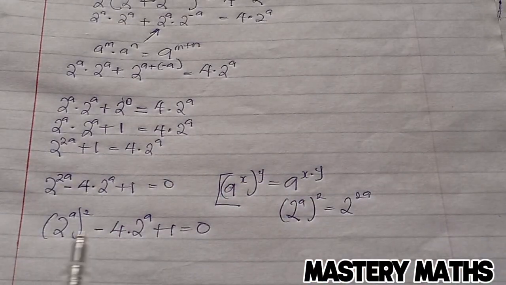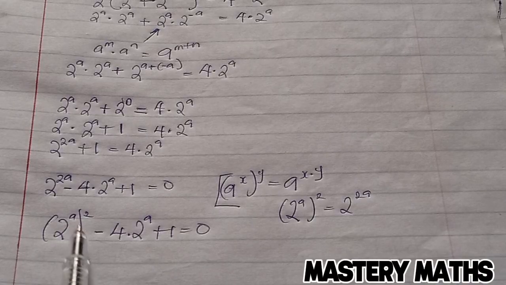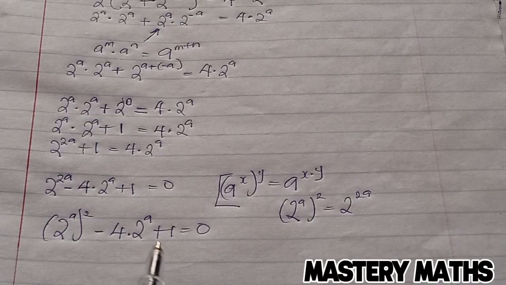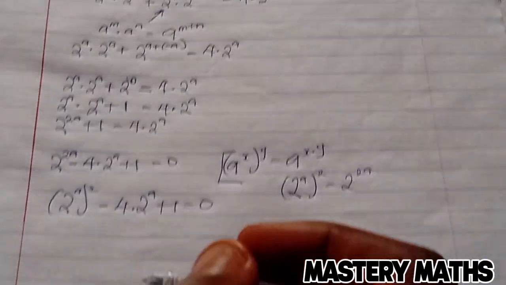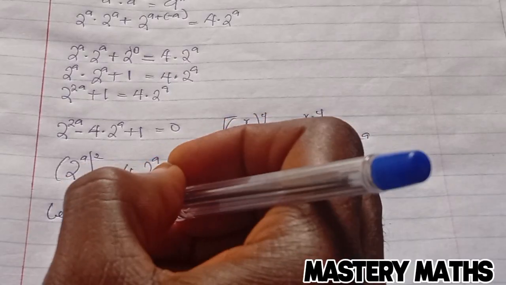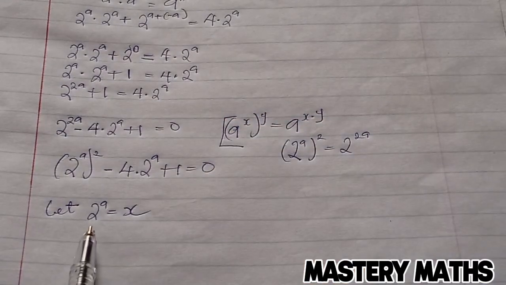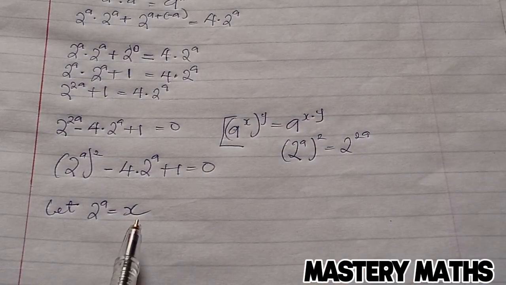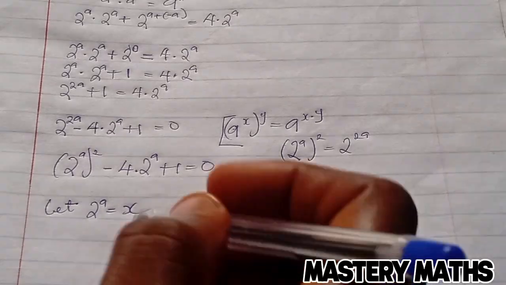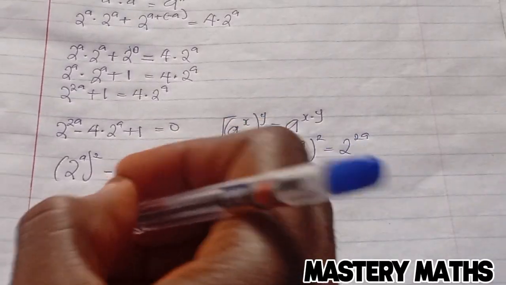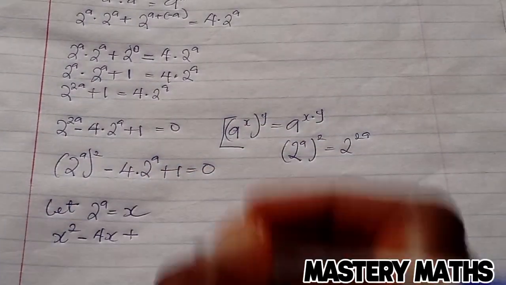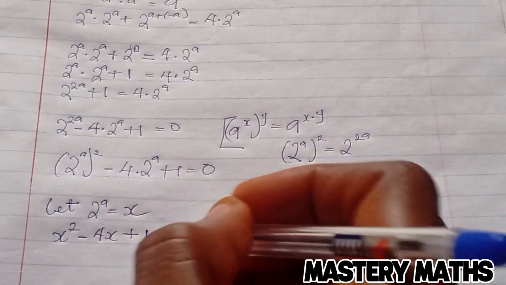And if you watch now, they are equal. We have 2 raised to the power of a and 2 raised to the power of a. They have the same powers now. So having done that, we'll say let 2 raised to the power of a be equal to x. We're going to replace it. So now wherever we see our 2 raised to the power of a, we'll replace it using the x. Now this becomes x squared minus 4x plus 1, which gives us equal to 0.